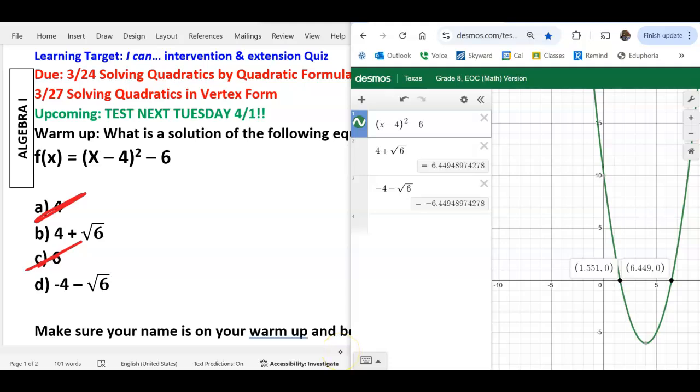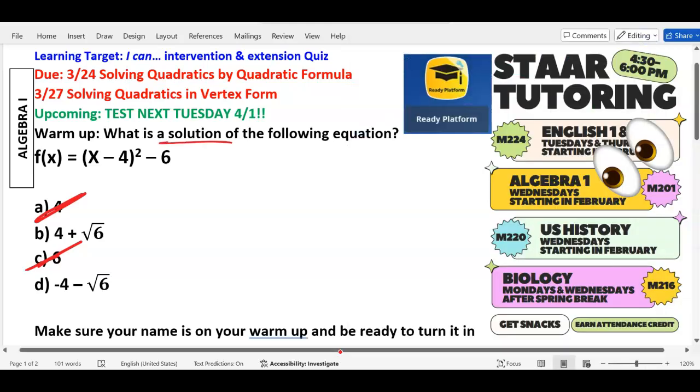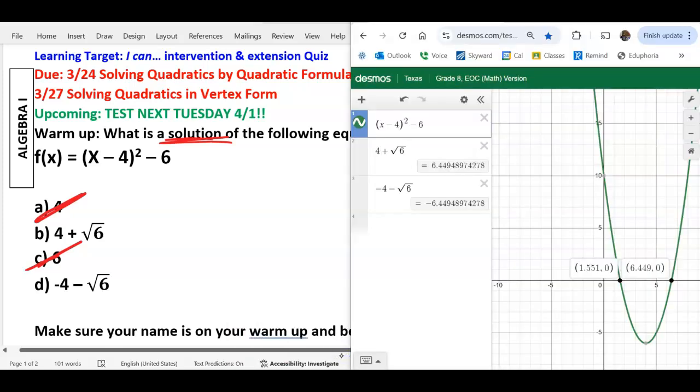Then what we talked about yesterday is you type in those answer choices, 4 plus square root of 6, negative 4 minus square root of 6. If you type both of these into the Desmos, it's going to give you the decimals, and you have to compare them and see which one matches your solutions, your x-intercepts. Now 1.551 is not one of these answer choices because it's not one of these decimals. But look at this, 6.449.